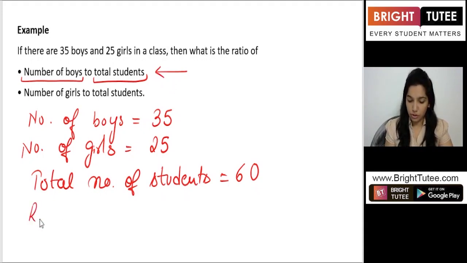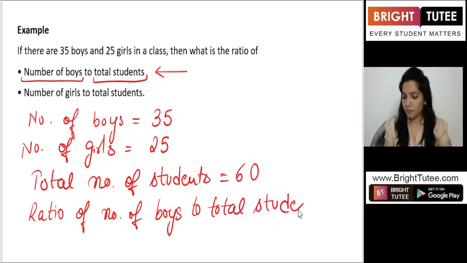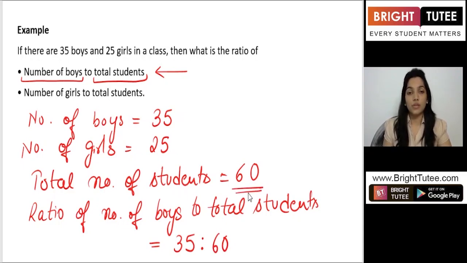Okay, now we are required to find the ratio for number of boys to total students. So let us find the ratio to it. So the ratio of number of boys to total students. Right? So what is the total number of boys we have here? It is 35, right? So 35, and with the ratio we write 60 because this is the total number of students. So this is how we write the ratio of number of boys to the total students. Let us write this here in front of it. So here it is 35 ratio 60.